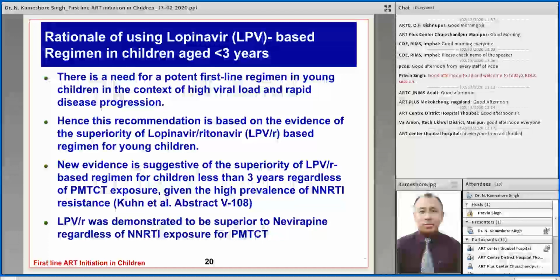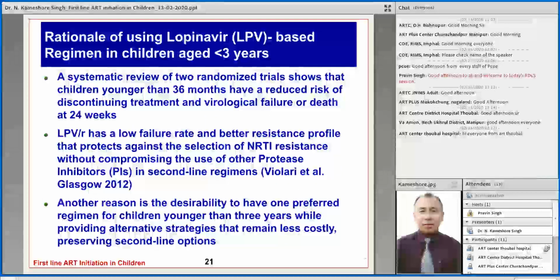Now, evidence is suggestive of the superiority of lopinavir-ritonavir regimens for children less than 3 years, regardless of the PMTCT exposure and given the high prevalence of NNRTI resistance. Lopinavir-ritonavir was demonstrated to be superior to nevirapine, also regardless of the NNRTI exposure during the PMTCT regimen.